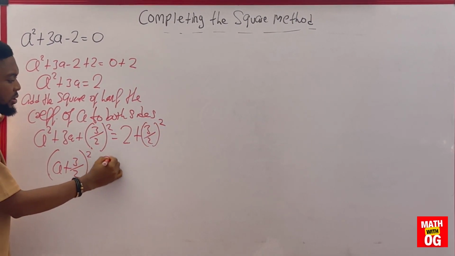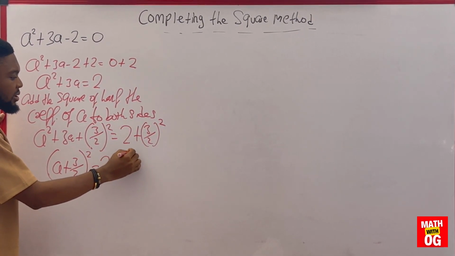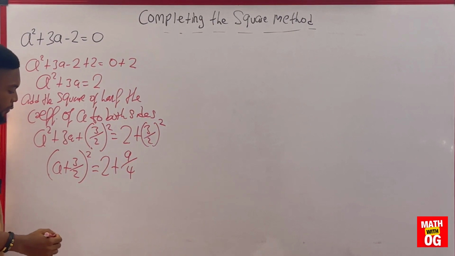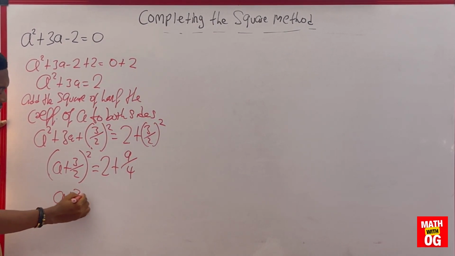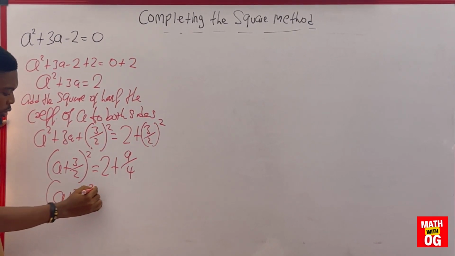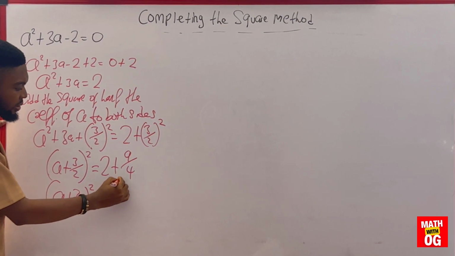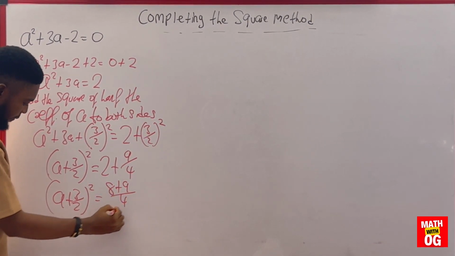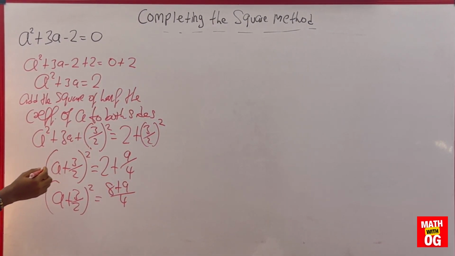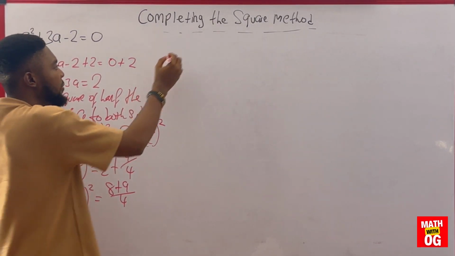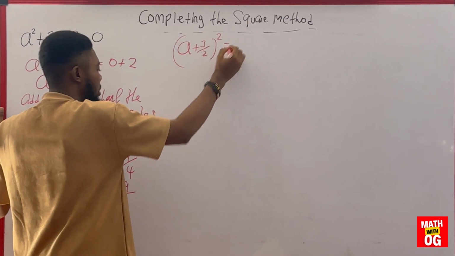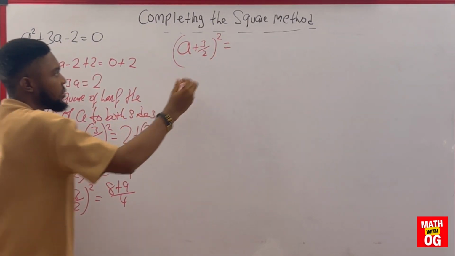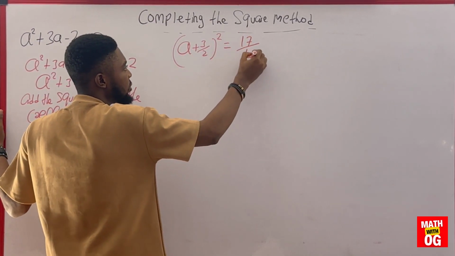All squared is equal to 2 plus 3 over 2 all squared. 3 all squared is 9, 2 all squared is 4. So this will give us a plus 3 over 2 all squared is equal to, if I solve this correctly, 8 plus 9 over 4. Now let's continue on the other side of the board. So I'll be having a plus 3 over 2 all squared is equal to 8 plus 9, which is 17, so this is simply 17 over 4.